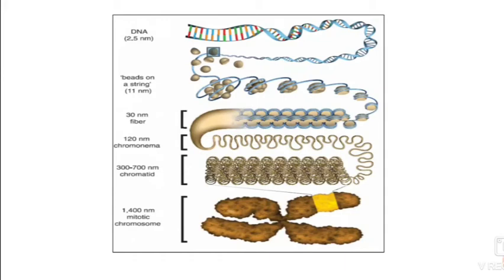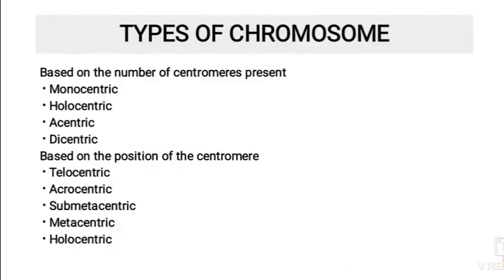Next, we'll see the types of chromosomes. The types of chromosomes are mainly based on the centromere. First is based on the number of centromeres present. The first one is monocentric, having only one centromere. Next is holocentric, having a diffuse centromere, and microtubules are attached along the length of the chromosome.